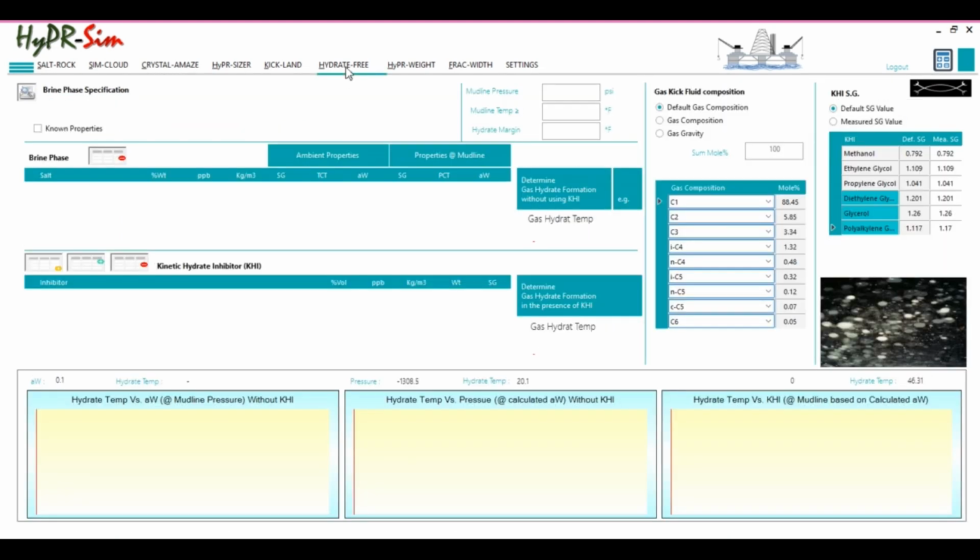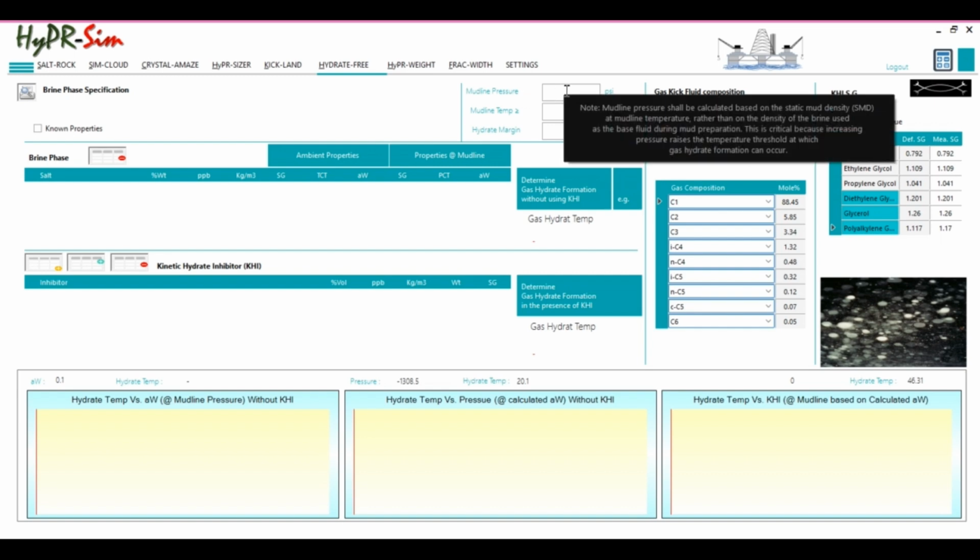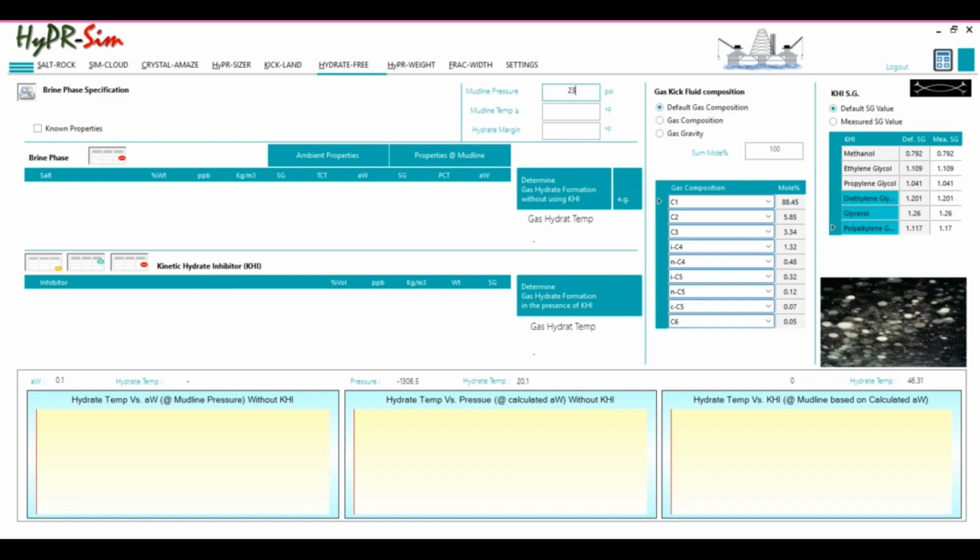In this demonstration, let's assume a seabed depth of 1,000 meters, 3,281 feet, and a planned mud density of 13.5 ppg, 1.62 sg. Based on these parameters, the hydrostatic pressure at the mudline is calculated as follows: 13.5 ppg times 3,281 feet times 0.052 equals 2,303 psi.